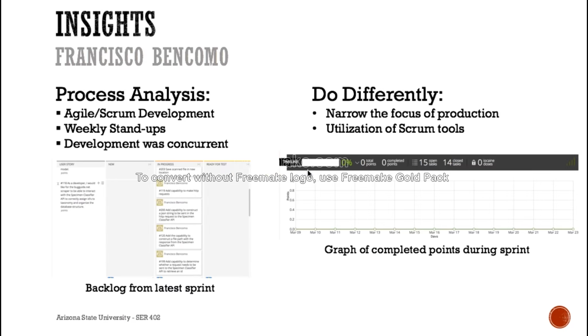Here we go. My name is Francisco Bencomo. I'm presenting on the insights. The process that we used was the Agile Scrum process. You can see this is a picture from Tiger.io showing our backlog for our latest sprint, and these are just some of the tasks that we have that are in progress.